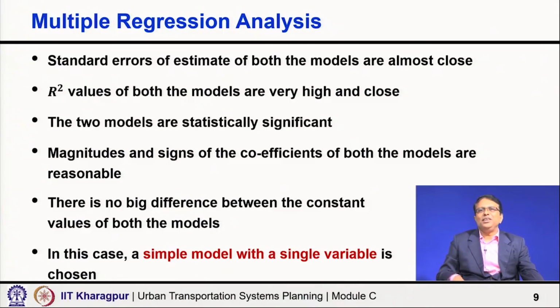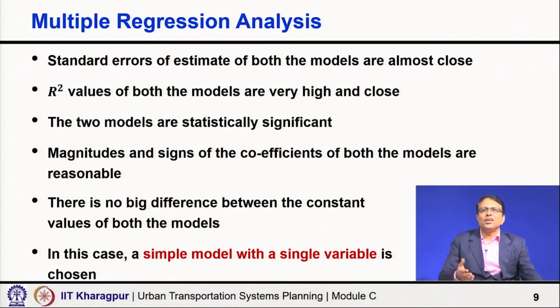that is what I explained here. The standard errors of estimate of both the models are almost close. R square values of both the models are very high and close. In both models, all variables are statistically significant. Magnitude and sign of the coefficients of both models are reasonable, and altogether there is no big difference between the constant values of both the models.